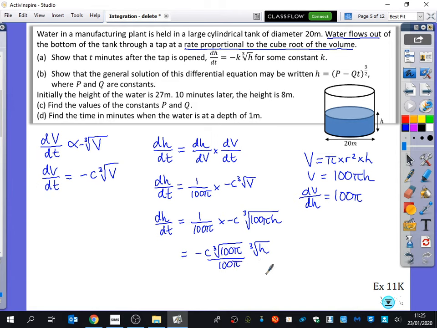That's much better. But since they asked for k as a constant, are we allowed to? Yeah. And in this particular situation that we've got, we can see that k is equal to c cube root 100 pi over 100 pi. I said we'd finish when we hadn't actually made it look like the thing they wanted it to look like. This is just part A, yeah. We technically could have done this when we did differentiation.